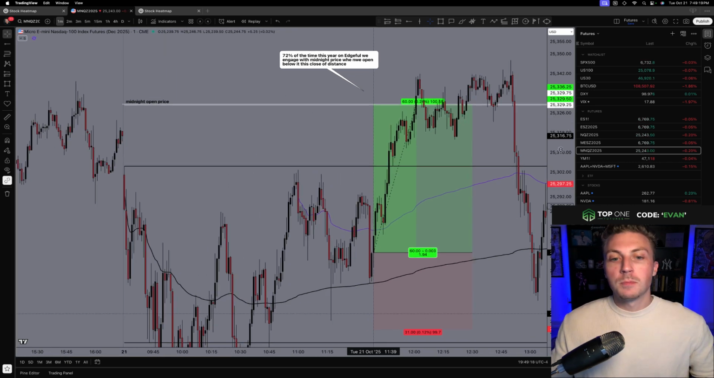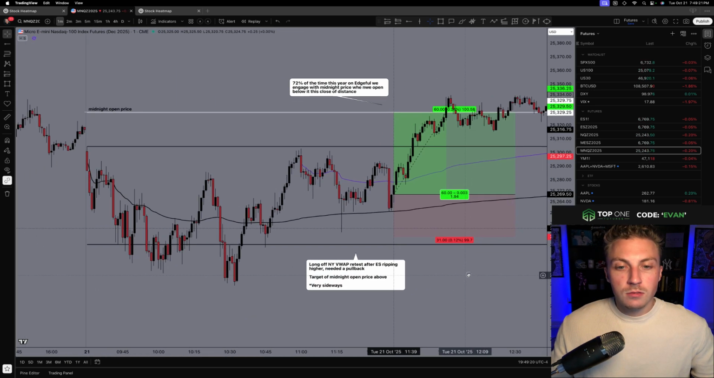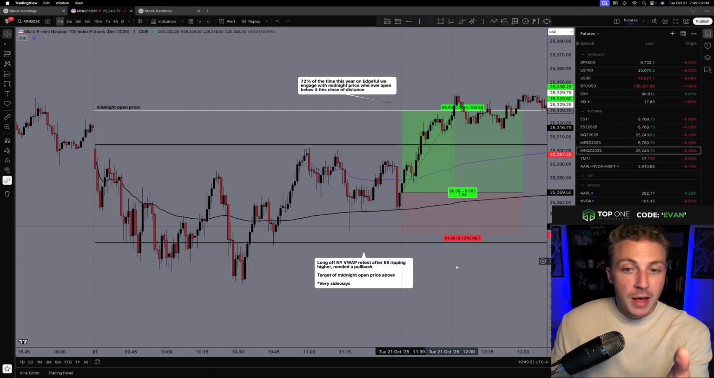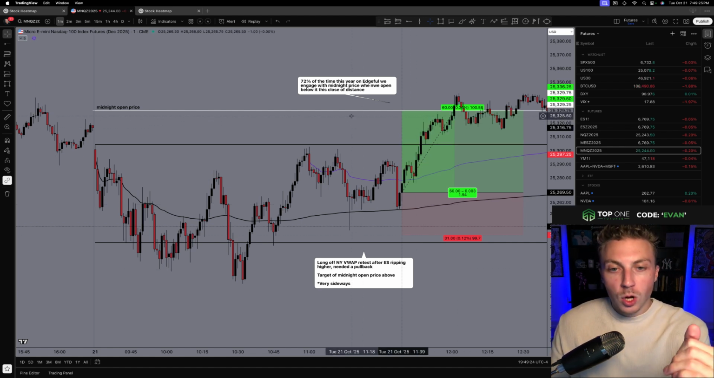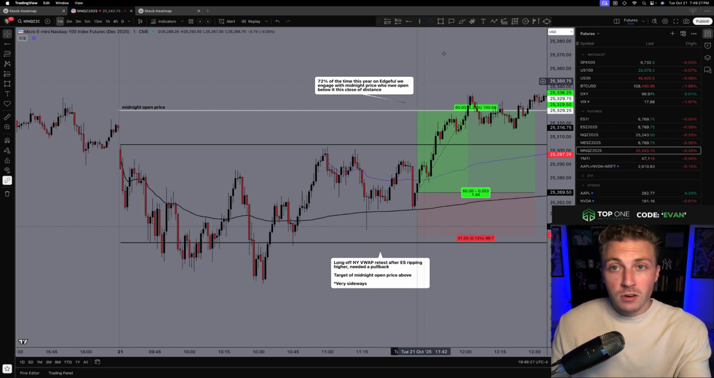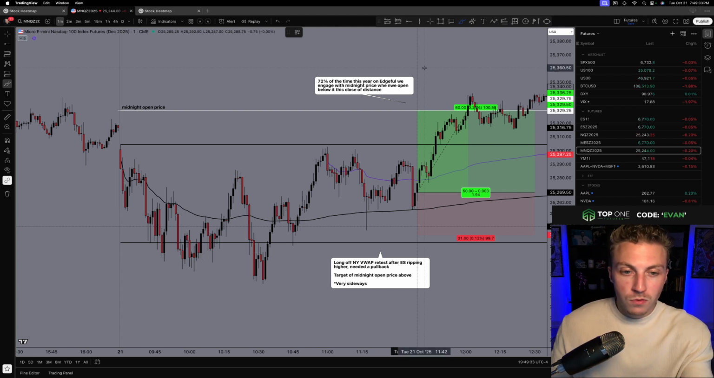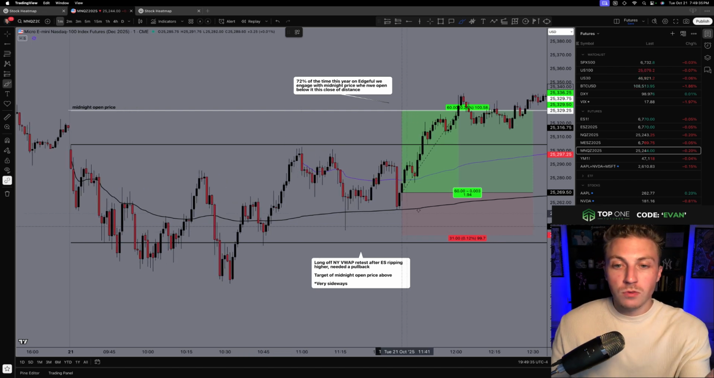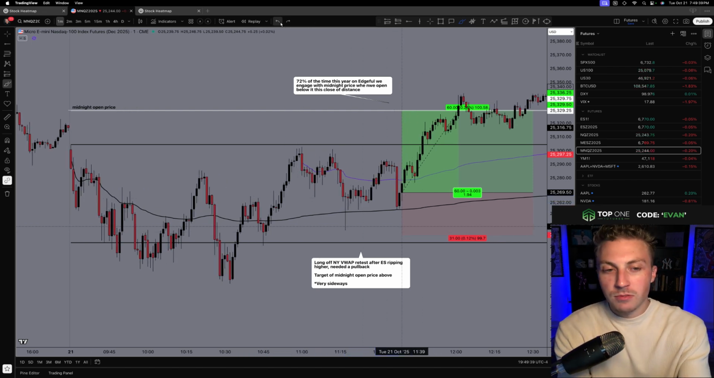So perfect. When you look at the structure here, so my long was actually here. My bad. When you look at the midnight open price, we're really just rangy here on NQ. It still hasn't even made a new high of day, but ES has this entire time. So definitely looking bullish over there. Still trying to hold bullish over here around that New York VWAP. And there's still a target above us that hasn't been fulfilled yet.